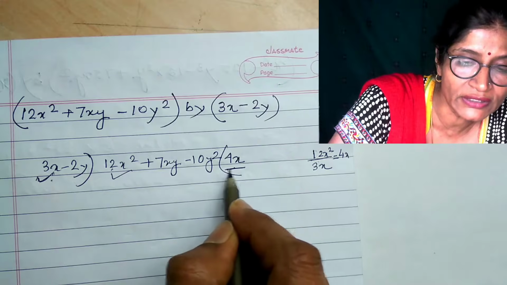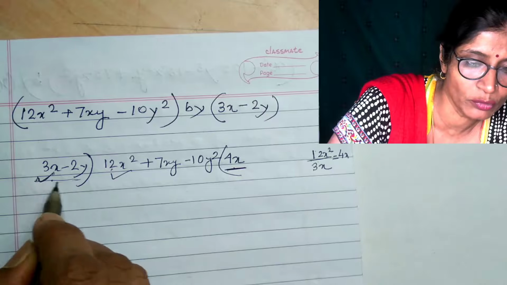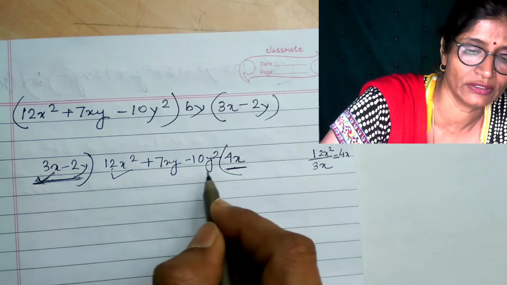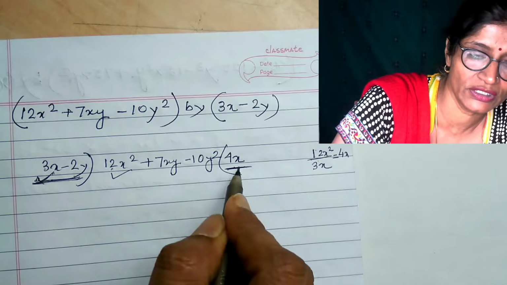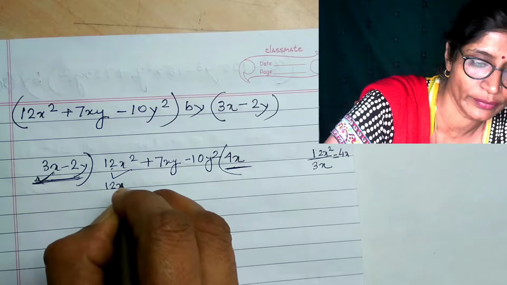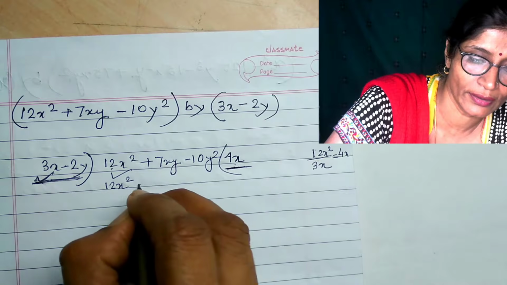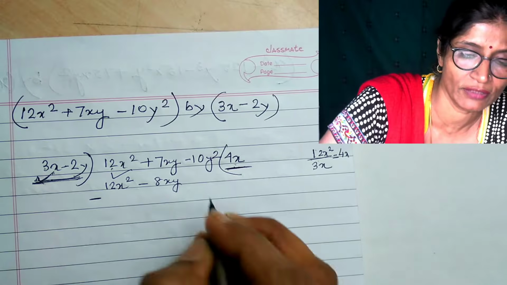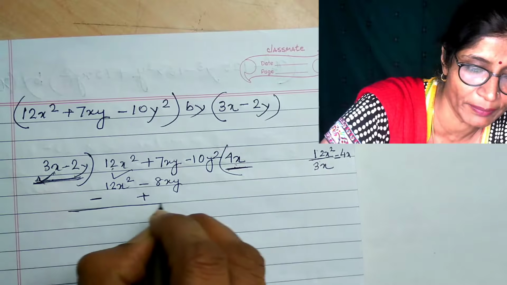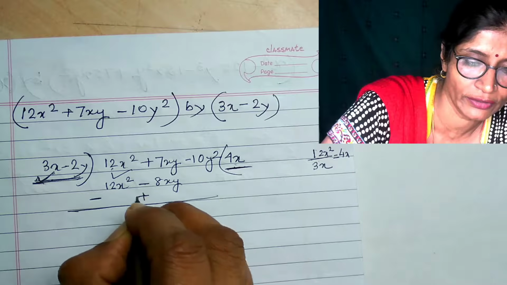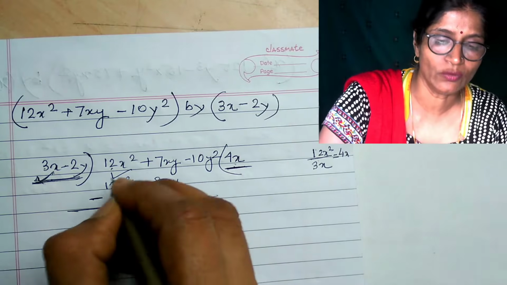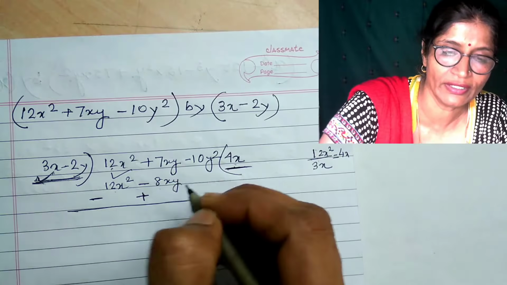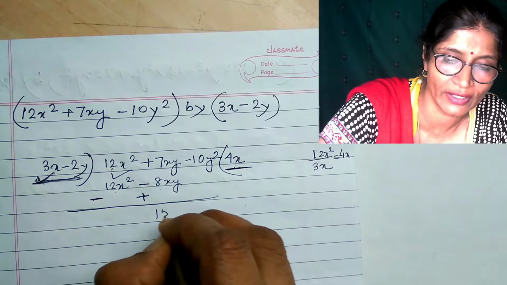Now whatever is here, I will multiply by all the terms of the divisor. So 4 3s are 12x square and 4 2s are 8x. Then the sign will be changed, here minus will be plus in subtraction. Now 12x square and 12x square cancel. What is left? 7 and 8 is there, so it is 15xy.